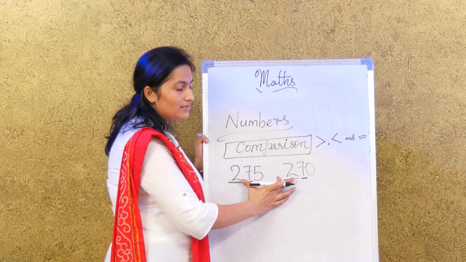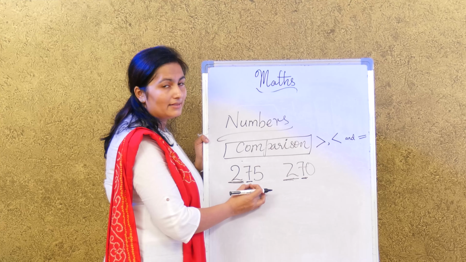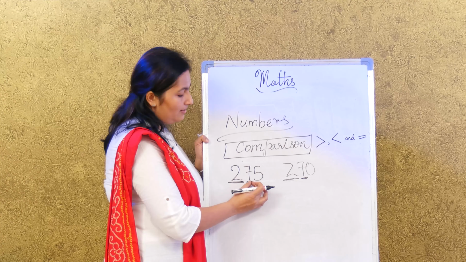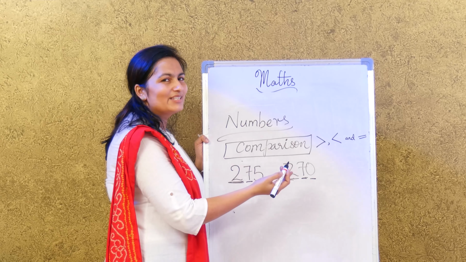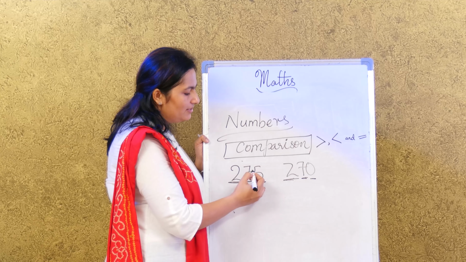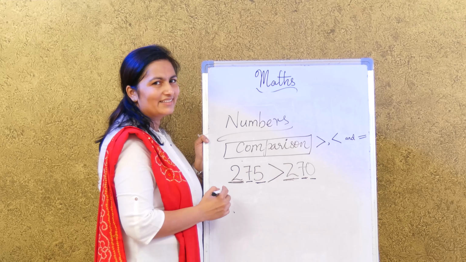But these both are same. So, then we move on to look at the tens. 7 and 7, here also it is the same. So, then we move on to see the ones. This is 5. What is this? 0. So, 5 is greater than 0. So, now we got the answer: 275 is greater than 270.